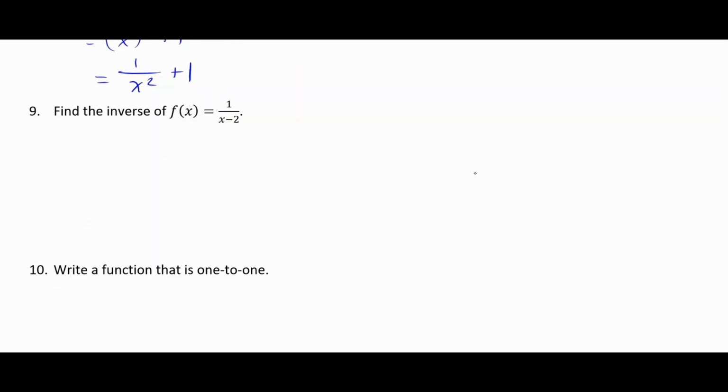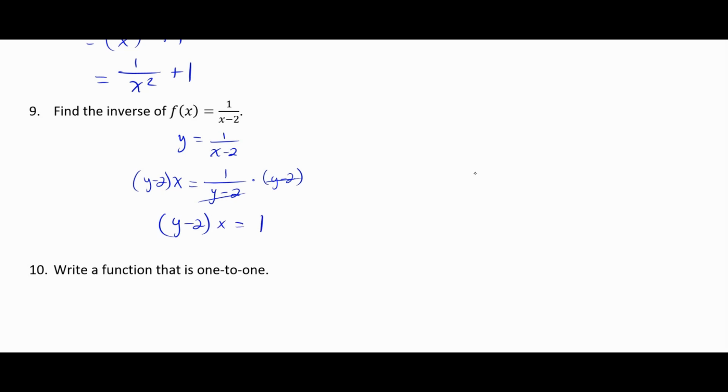Moving on to question 9, we have find the inverse of f of x when we have 1 over x minus 2. So remember, start by writing this as y equals 1 over x minus 2. You want to swap your domain and your range, so x equal to 1 over y minus 2, and then you want to solve back. So I have division. When I have division, I want to think multiplying, so multiply by y minus 2 on both sides. Right, those divide out, and now I have y minus 2 times x equal to 1.